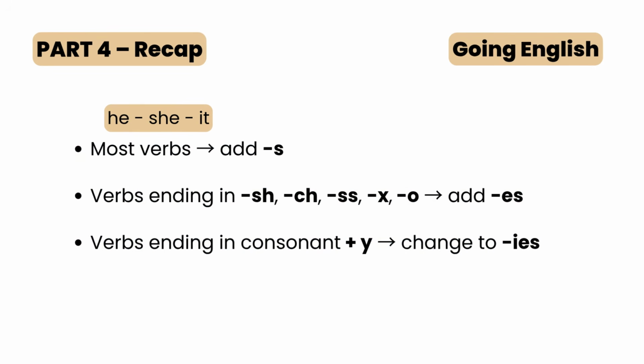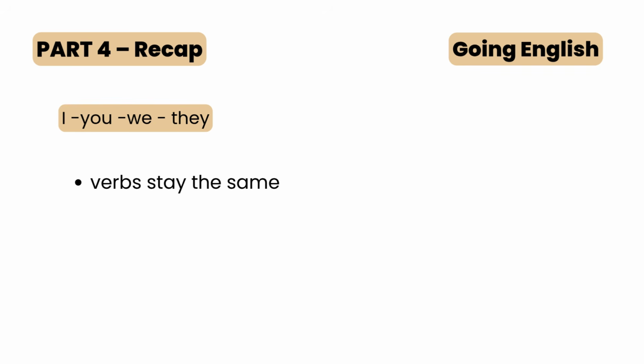Recap. Conjugating verbs in the third person is not difficult. You just need to remember these rules. With he, she, it, most verbs add s. Verbs ending in sh, ch, ss, x, o add es. Verbs ending in consonant plus y change to ies. With I, you, we, they, the verb stays the same.